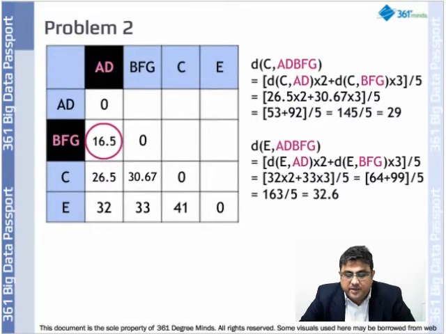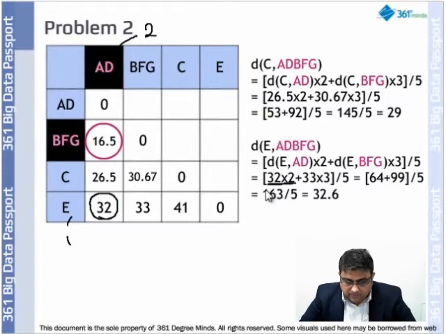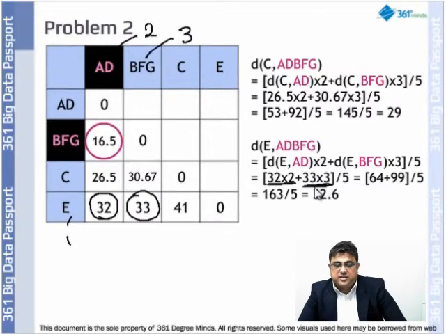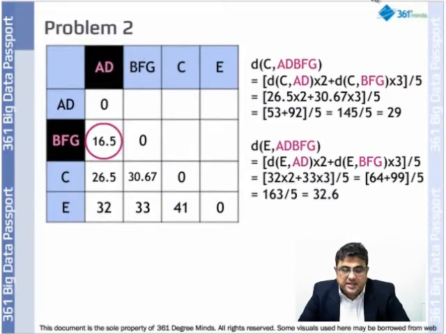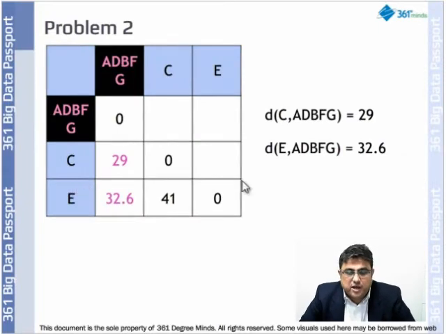Let's look at E and AD BFG. E and AD is 32, AD is 2, so it's 32 into 2. Plus we are looking at the gap between E and BFG. E and BFG is 33 and it's 3 elements, so 33 into 3, so the average is 32.6. Now these are the new averages. Let's look at the tree now.